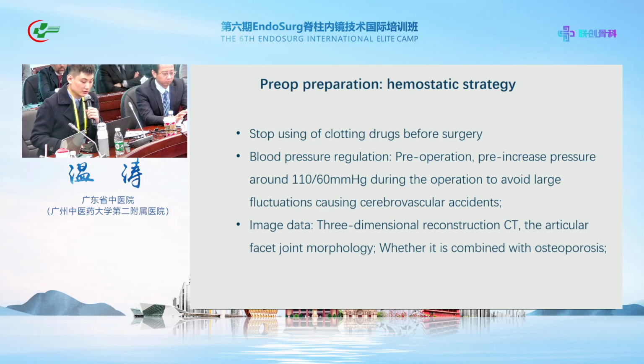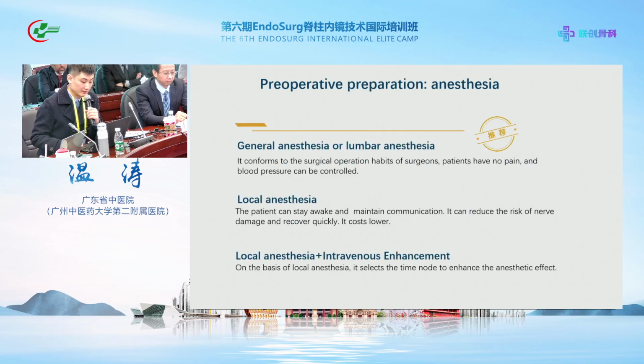We recommend general anesthesia or lumbar anesthesia because it will be comfortable for the patient during the surgery, and the blood pressure will be controlled. But some surgeons use local anesthesia because this is an advantage: we let the patient stay awake so that he will know whether you touch the nerve root. It can reduce the risk of nerve root damage.